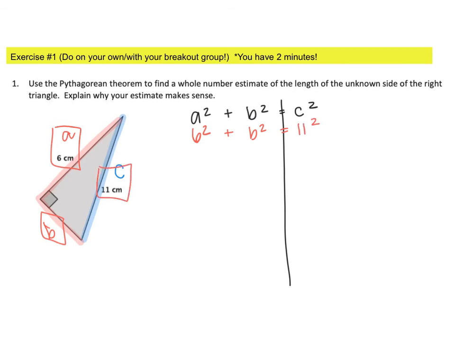All right, I want you to go ahead and solve this now. Try to get b completely by itself. Start with your exponents, then isolate your variable.